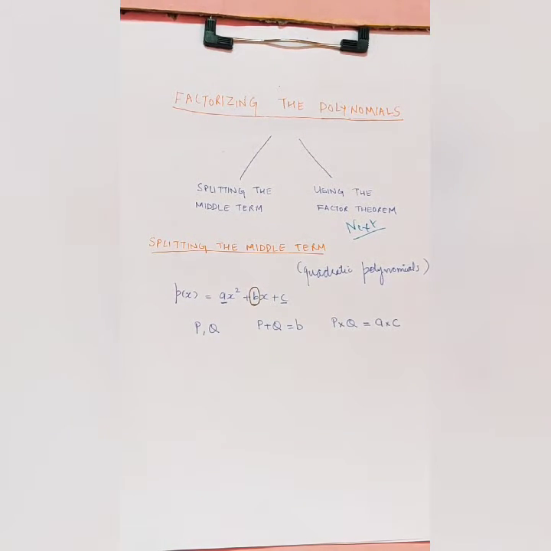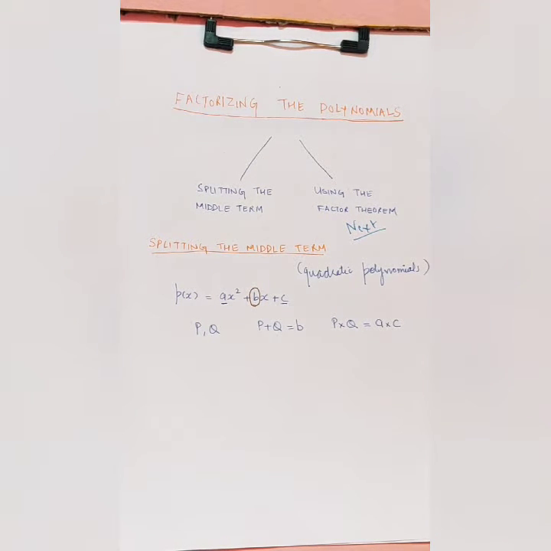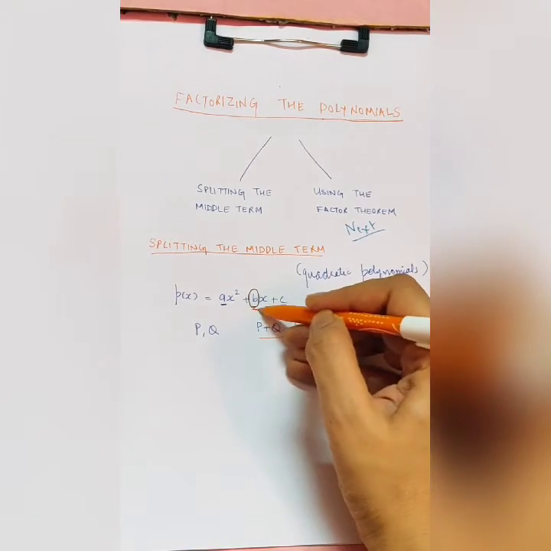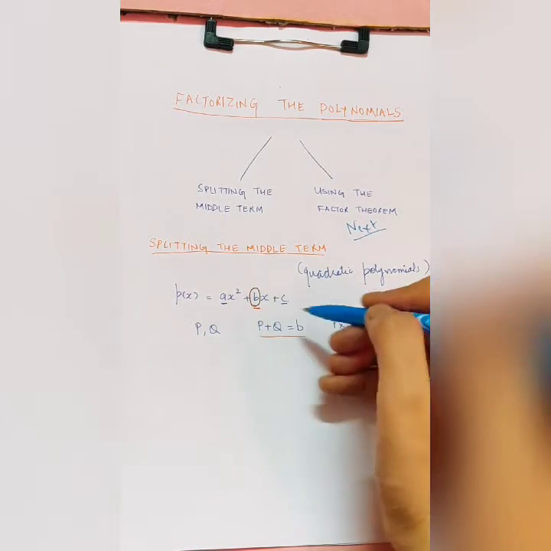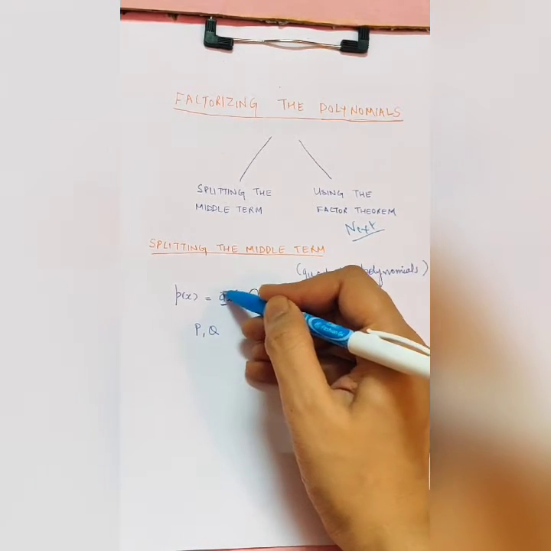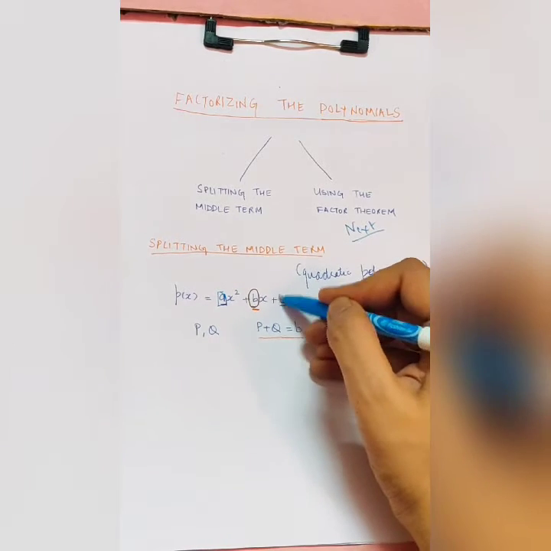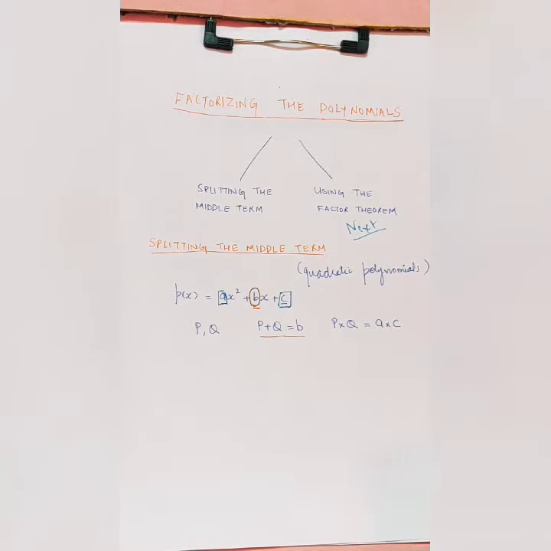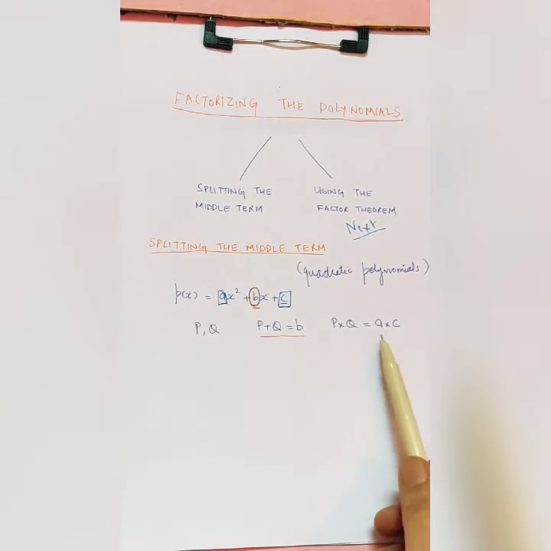So I'm again repeating, we will be finding two numbers p and q such that p plus q should give us this number b and p into q should give us the product of a and c. So we always begin the factorizing of the polynomial by these b and ac quantities. So let's see an example.